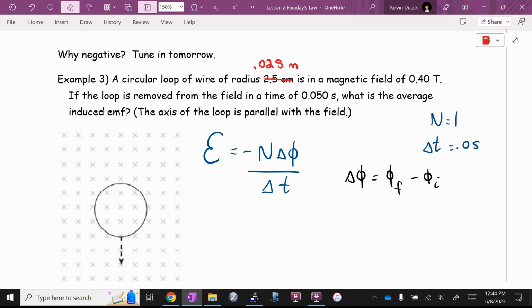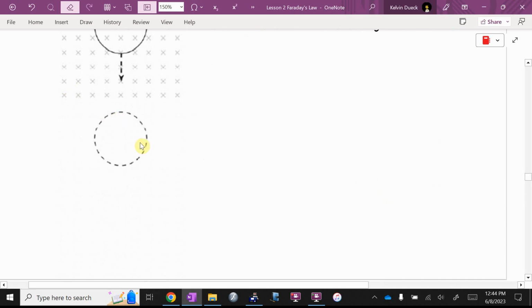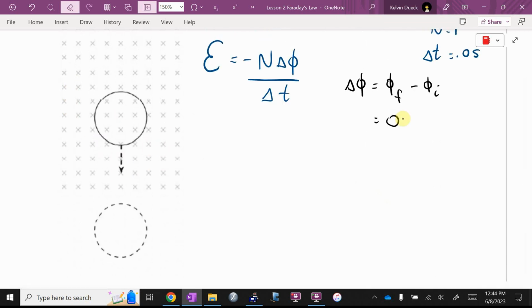Actually, I can figure this out. First of all, what's the final flux? Look at this picture. What's the initial flux? Look at this picture. Well, we're completely in the magnetic field, so it's going to be the magnetic field times the area. You okay with that, Raj?